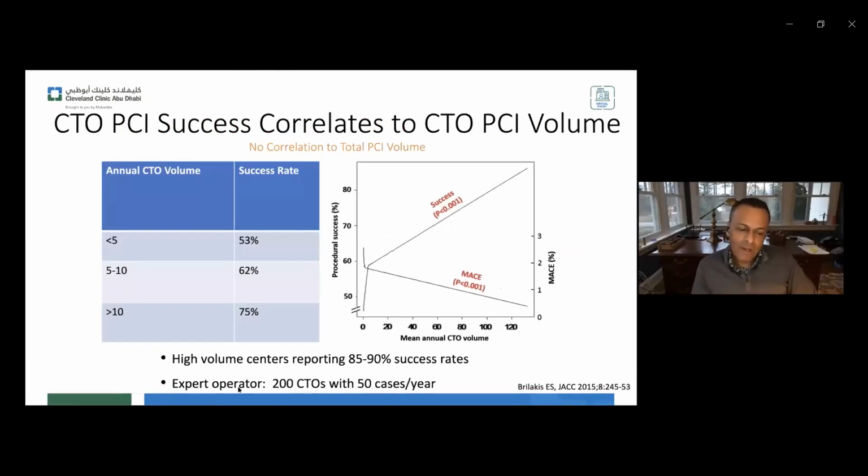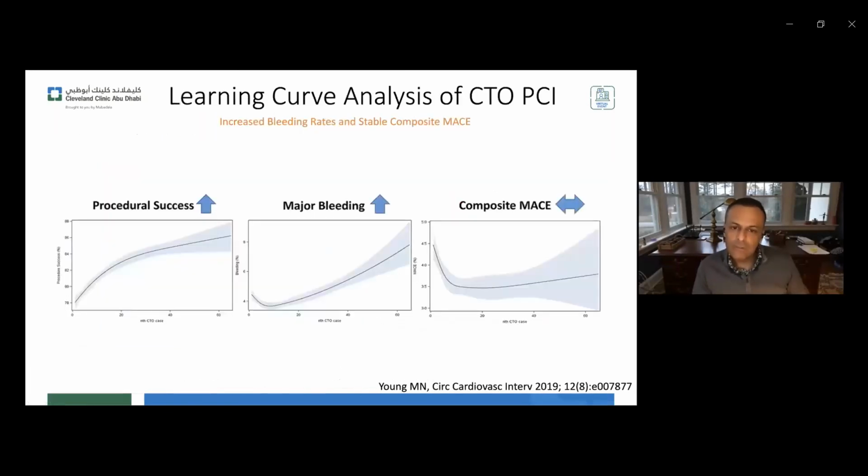What constitutes a high volume expert operator? Perhaps 200 cases of overall experience and 50 cases per year. We know that in high volume centers that do lots of CTOs, as their procedural success goes up, their risk of complication also goes up. And this is from these advanced crossing strategies.